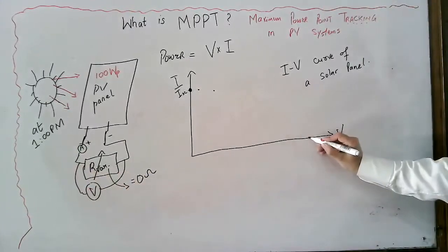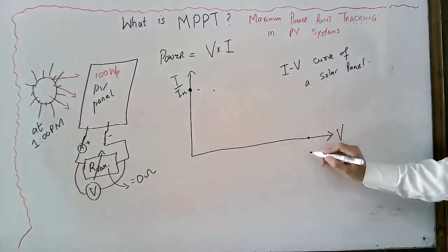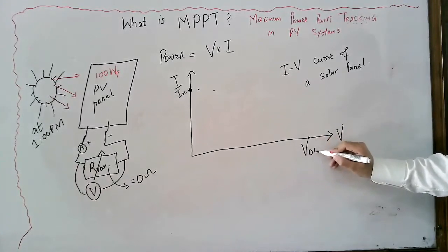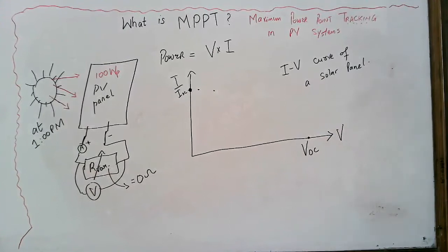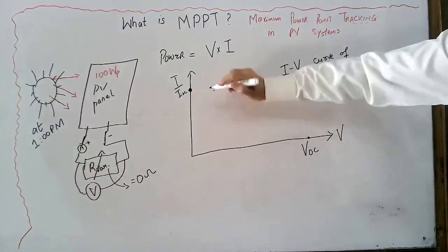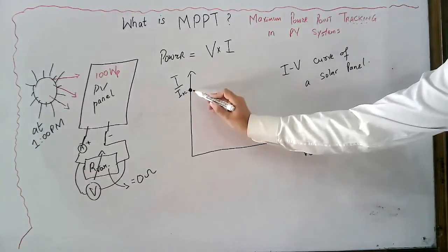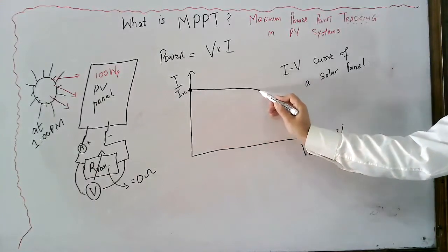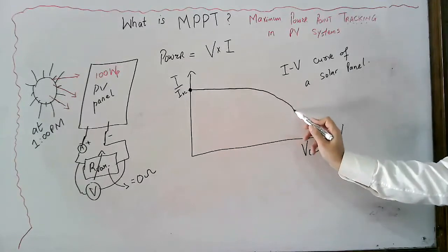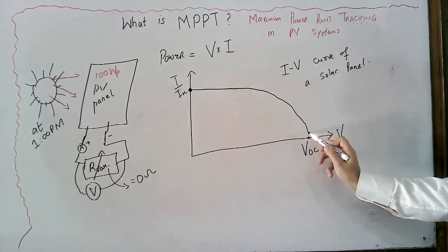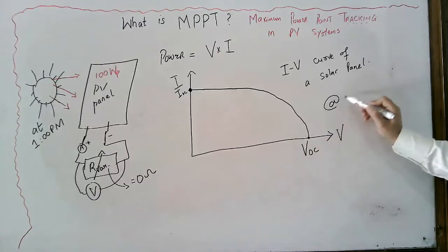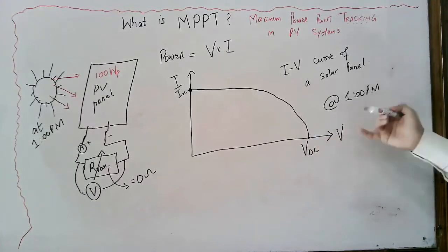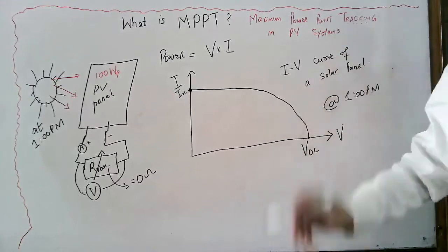Now that voltage is known as the open circuit voltage, that is VOC. So the typical curve we get, if you do this, is this typical plot at 1 p.m. You can do this for any instant of time.